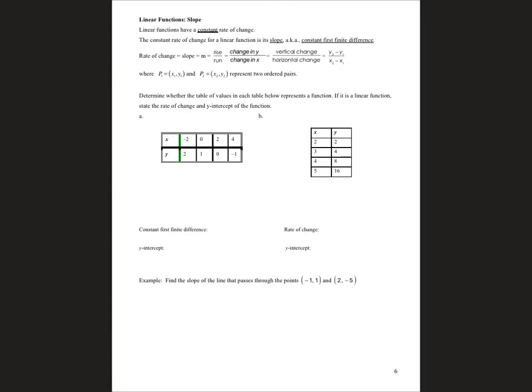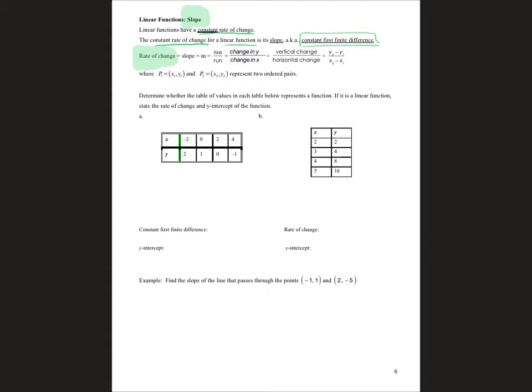Now, slope. Let's talk about slope. So when we talk about lines, we refer to slope. Slope doesn't refer to anything but linear functions. Do not use the term slope to describe other things. Slope is also known as the constant rate of change for a linear function. It represents a constant first finite difference.